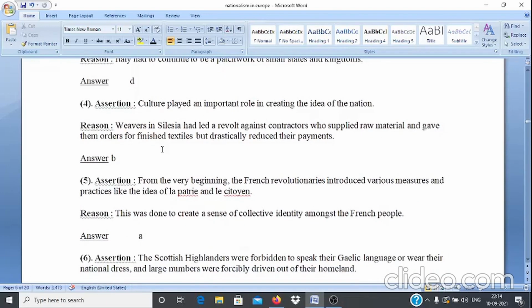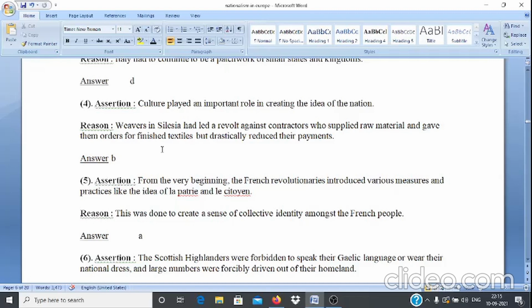Question number 4. Assertion. Culture played an important role in creating the idea of the nation. Reason: weavers in Silesia had led a revolt against contractors who supplied raw material and gave them order for finished textiles but drastically reduced their payments. Here option B, answer is option B. That is both are correct, but reason is not the correct explanation of A.